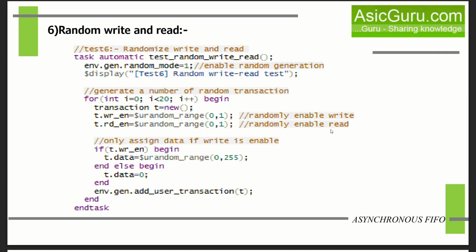Random write and read test. Here we randomly generate the read enable and the write enable. If write enable is 1, then we randomly generate the data between the range 0 to 255, and if read enable is 1, then we read the data. Now let's see the waveform.